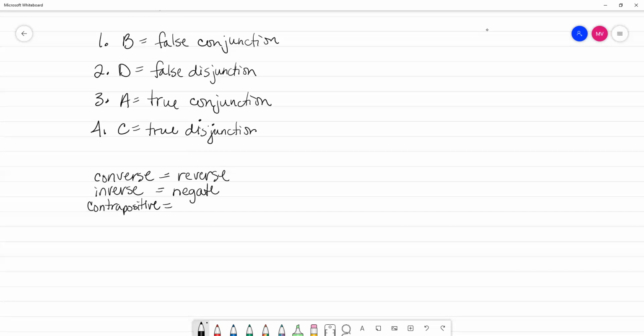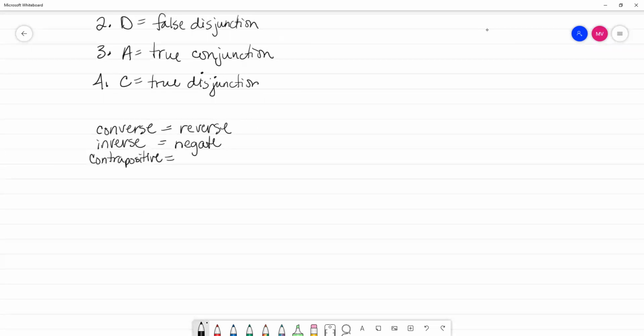I told y'all, anything from chapter 2, keep it all together and keep it until we take the chapter 2 test. Same thing with chapter 3 and chapter 4, depending on how far we get. Contrapositive means you both reverse it and negate it.